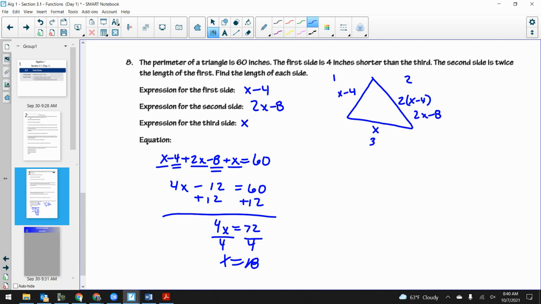So now, let's check to see what they asked. Find the length of each side. Oh, okay. So I'm not looking for the longest or the shortest. I just want the whole length. So the first side is x minus 4. So 18 minus 4 is 14. The second side is 2x minus 8. But if it's double the first, then it's just 28. The expression for the third side is just x, so that means it's just 18. Those are my 3 answers: 14, 28, and 18.